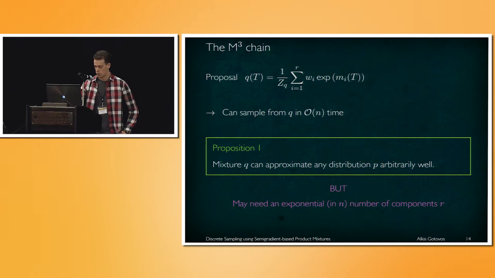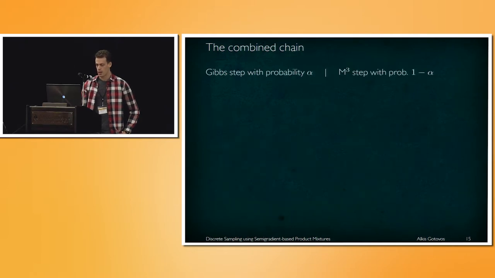And to further illustrate this point, what we propose to do is actually combine this M-cubed sampler with a simpler local sampler, like Gibbs, for example, here.